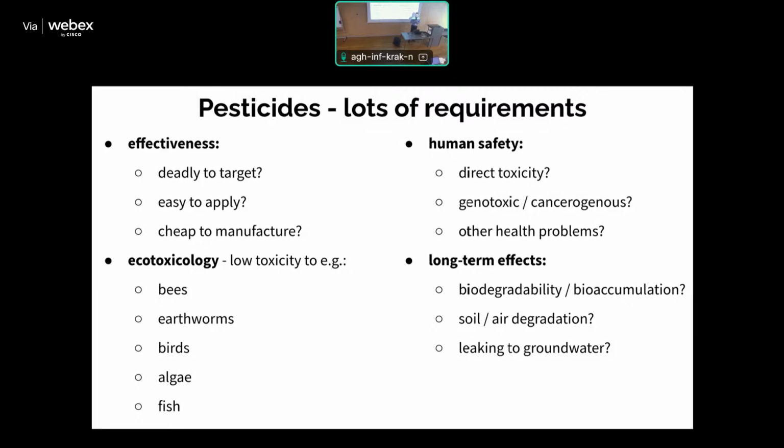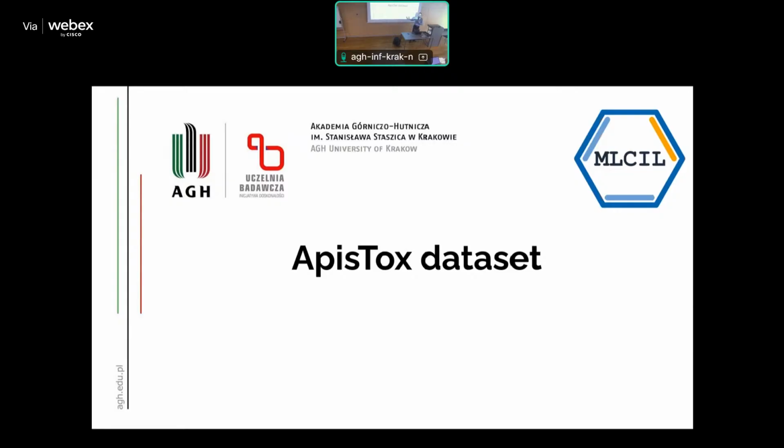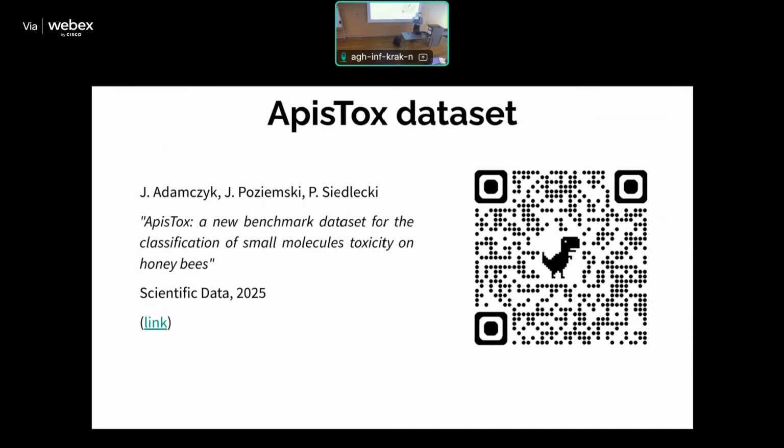So as part of my work, because machine learning is not yet used very widely in this area, so I'd say somewhat initial research in this area, we created the APISTOX dataset, and this will be the second part of this presentation. So how to do computational processing and creating the molecular datasets. The APISTOX dataset is described in this publication, QR code and Scientific Data publication link if you are interested in details. Also shout out to my colleagues Jakub Poziemski and Paweł Siedlecki, who are much better chemists than I am. I am a computer scientist, but I will try to do computer science in this presentation.